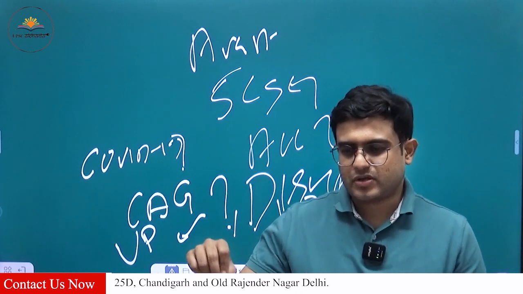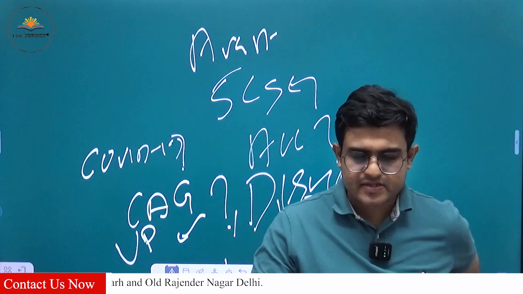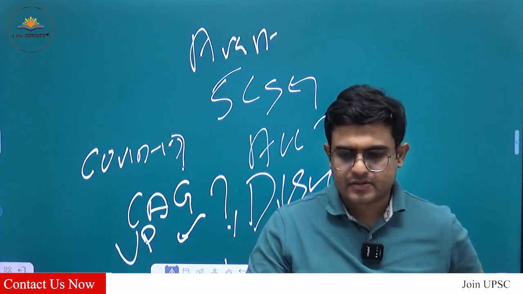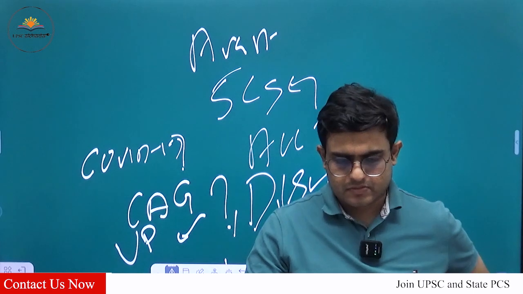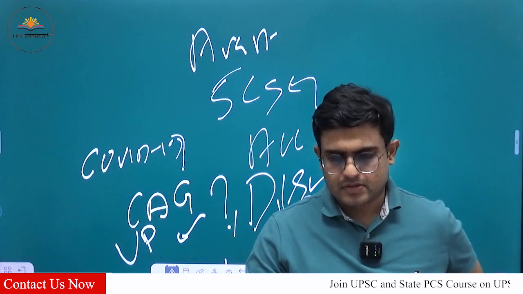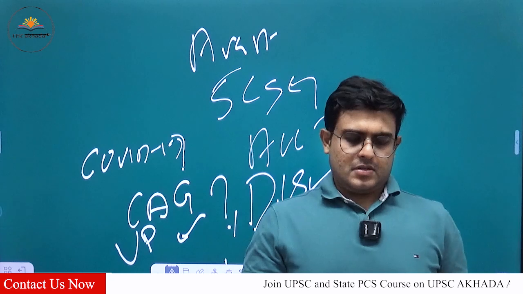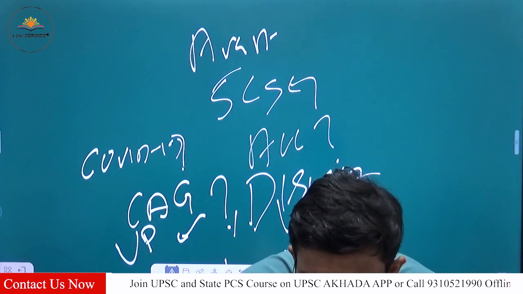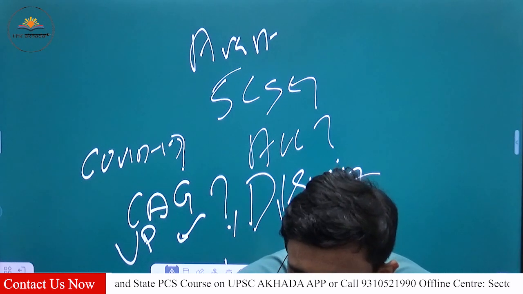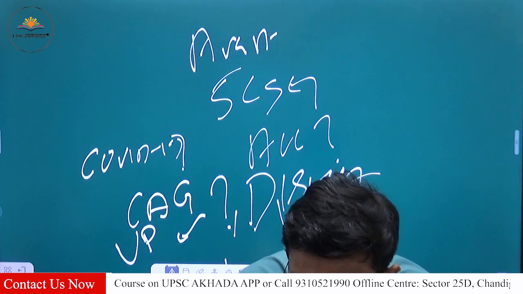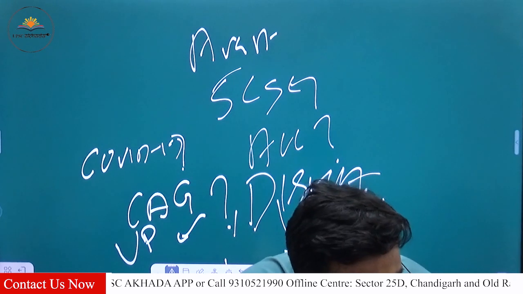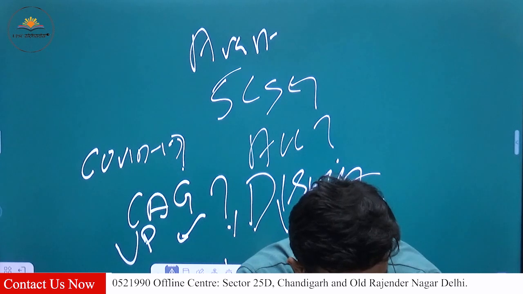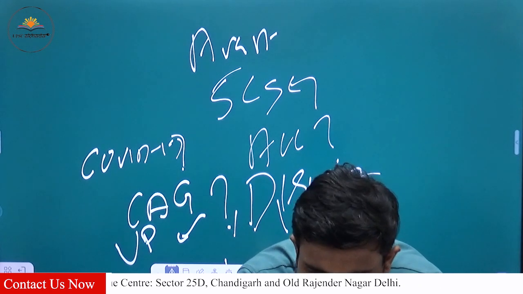To write briefly, accountability means answerability of the civil servant. Autonomy is discretionary power, discretion given to the civil servant.